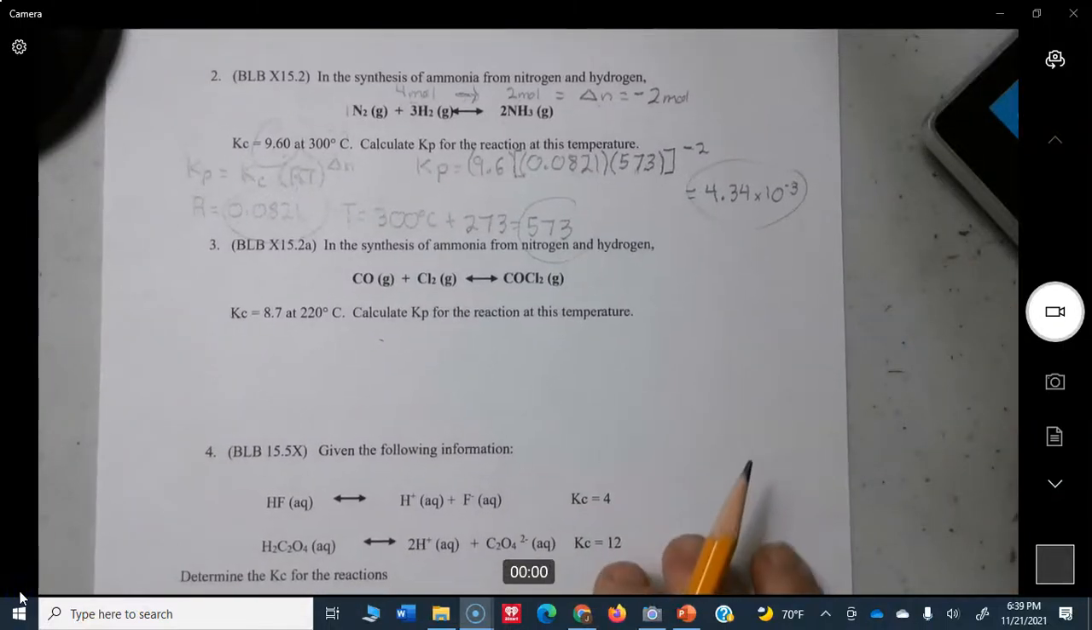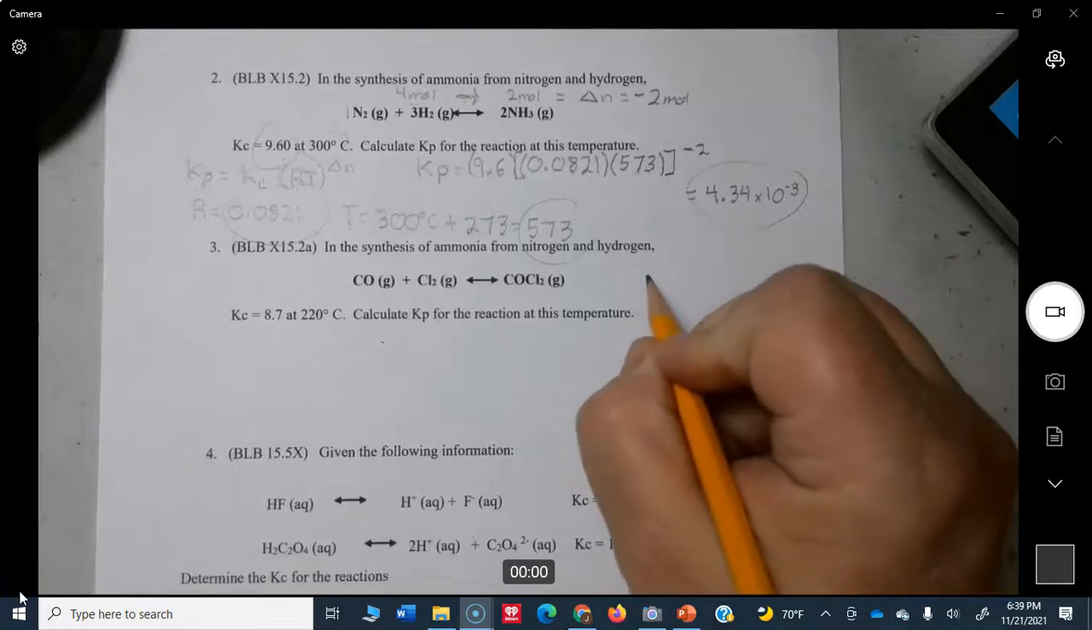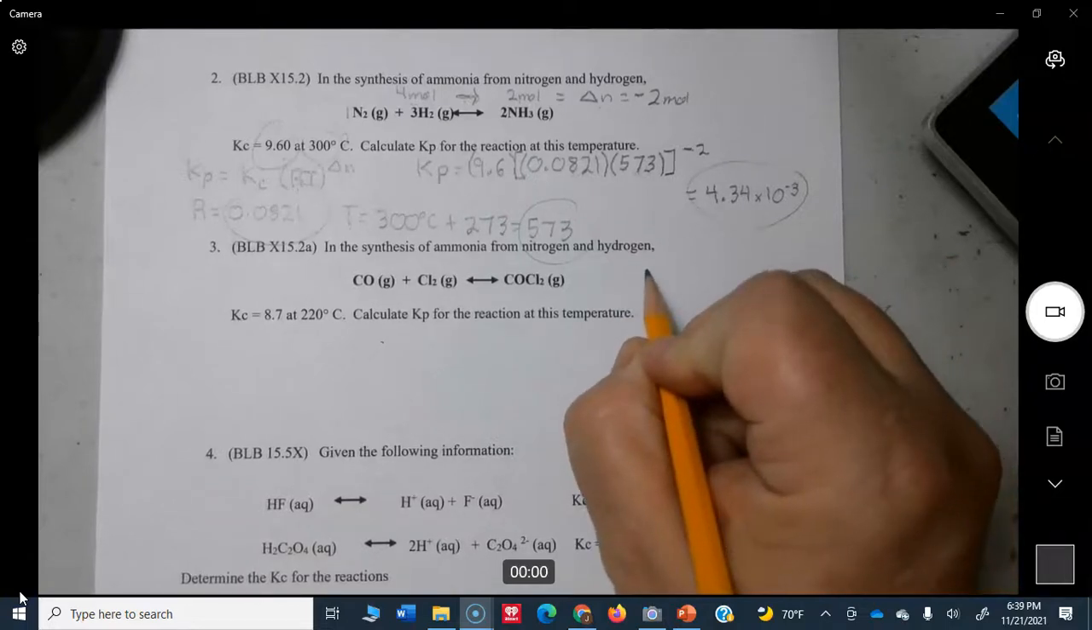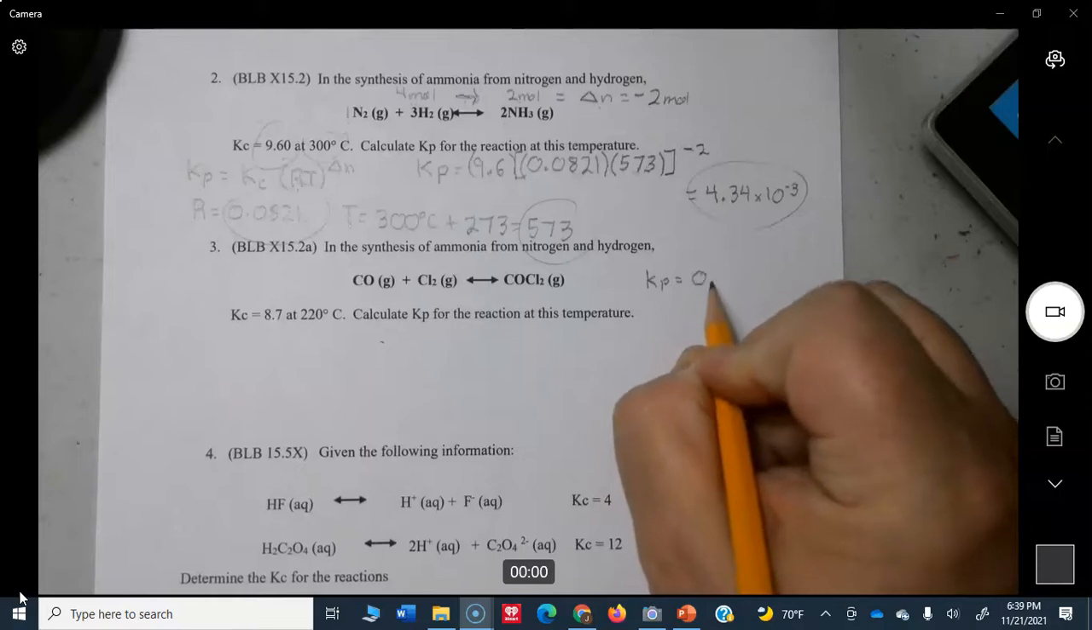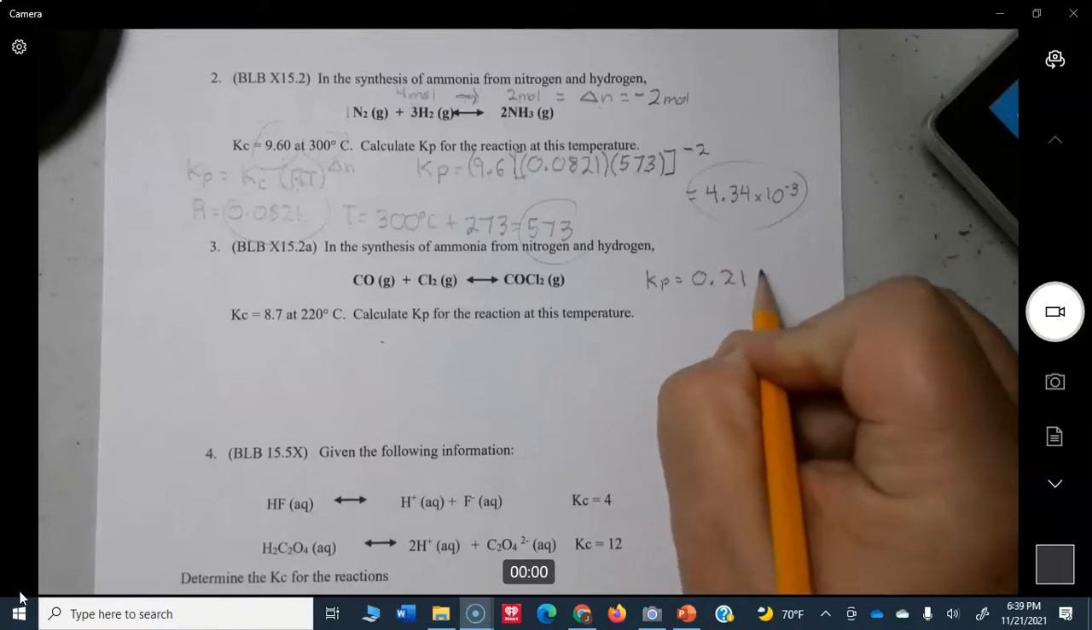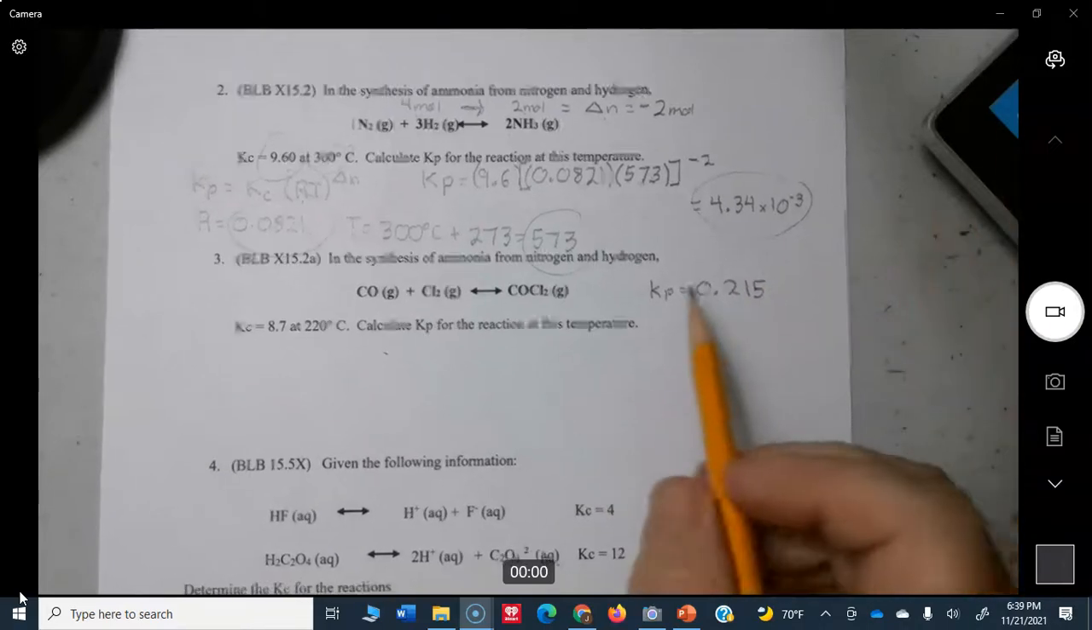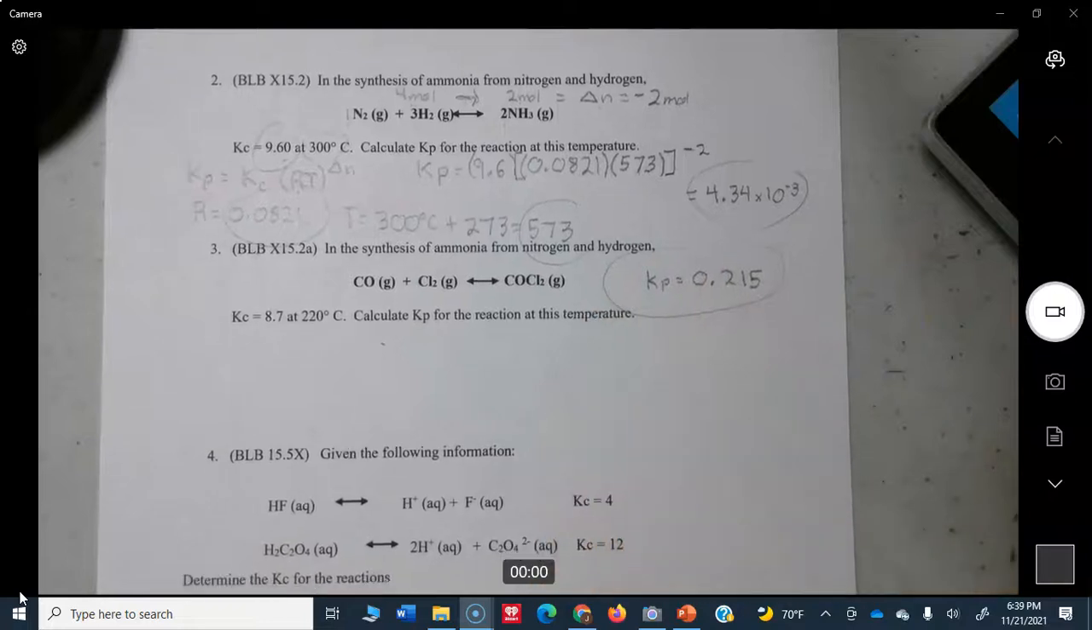Okay, so I'm going to go ahead and give you the answer for this one. You do have to do it and show the work. So the answer is going to be Kp. Okay, and that's the answer for this one. Go ahead and do that and show the work.